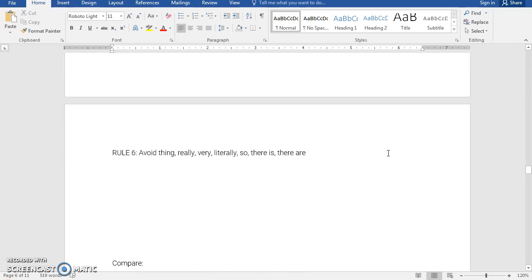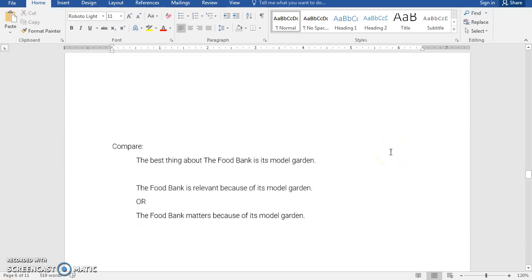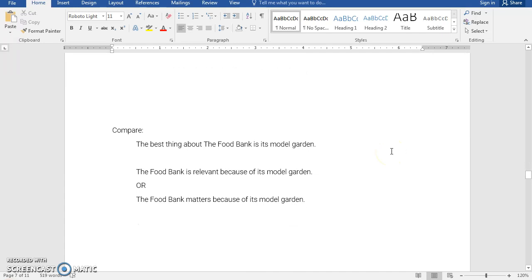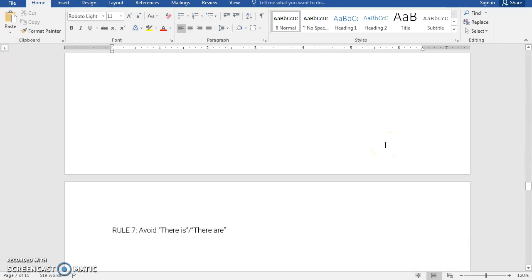Another thing to avoid is these words: thing, really, very, literally, so, there is, and there are. The best thing about the food bank is its model garden. Okay, thing, what does that even mean? What are we saying about the model garden? Consider the revisions. The food bank is relevant because of its model garden. The food bank matters because of its model garden. I like that last one, because matters is a strong verb, and we get to avoid that is, which is kind of weaker. So I really like that revision.